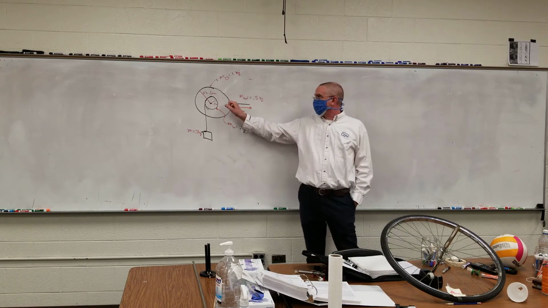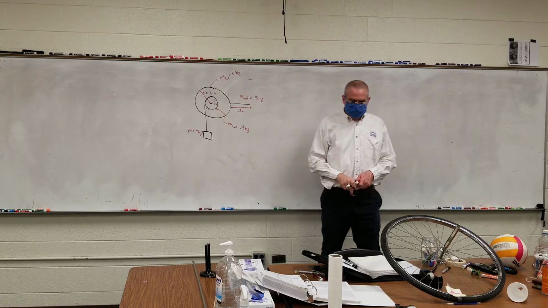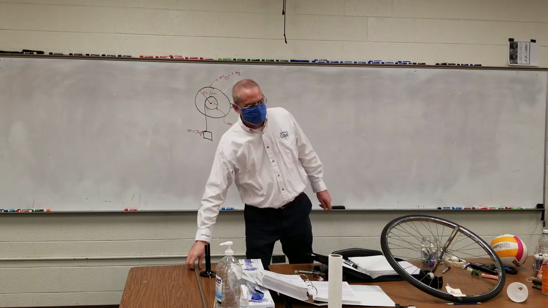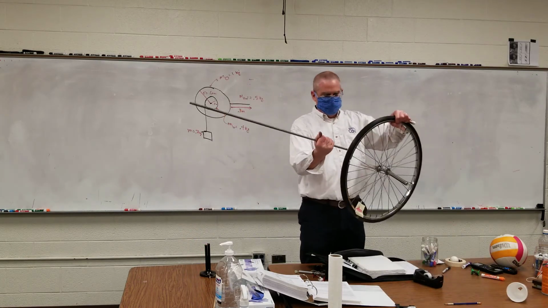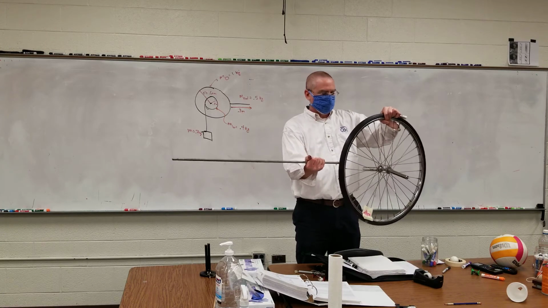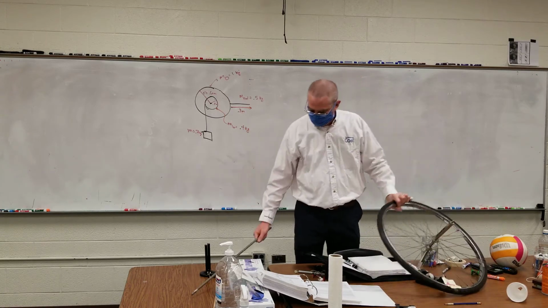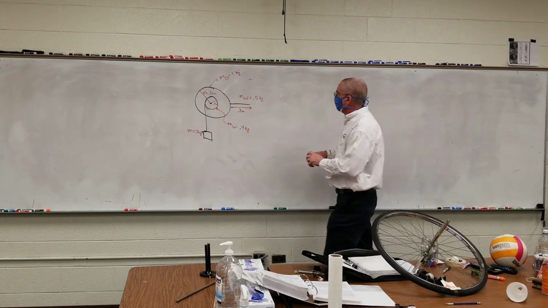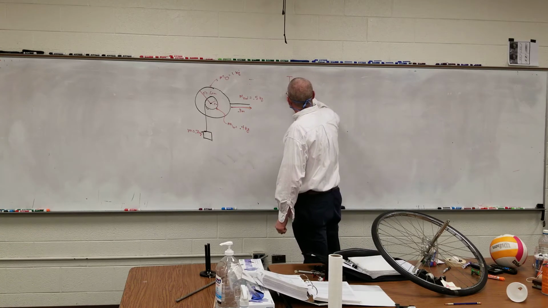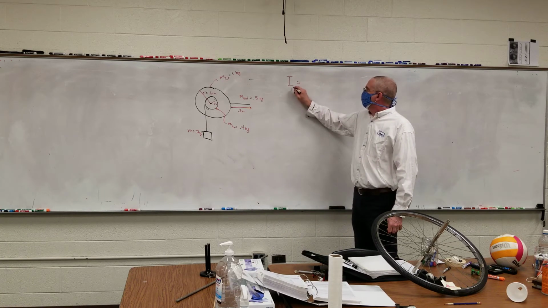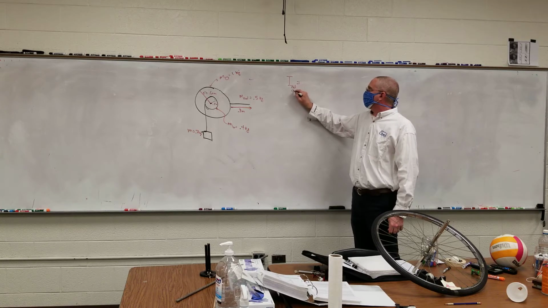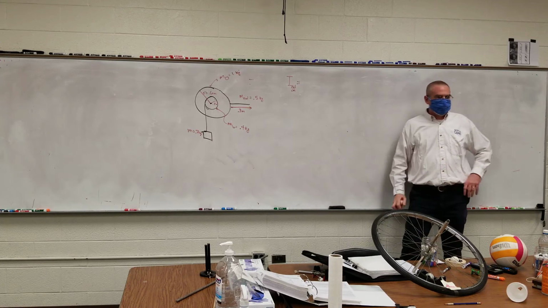Do assume that the rod is magically attached right here, that it's not embedded in it. So it's just like a rod somehow attached to a wheel, like that. I of the rod about the center of mass. How would you do it?